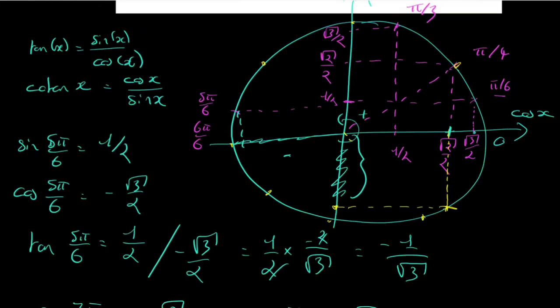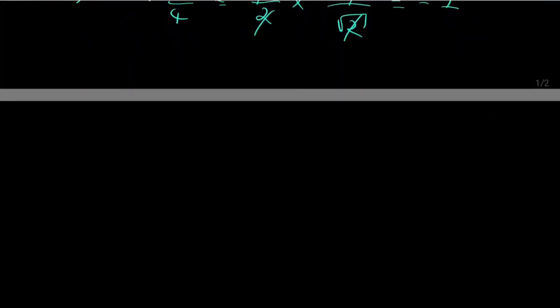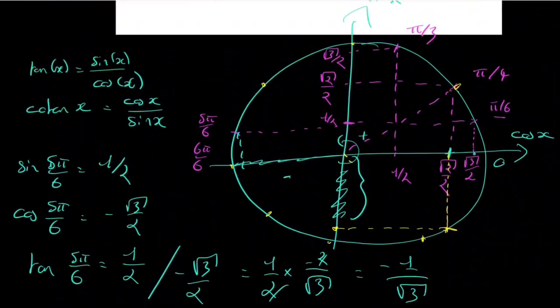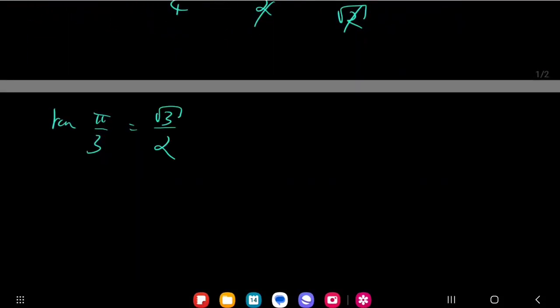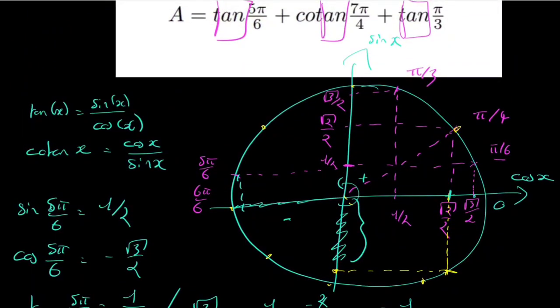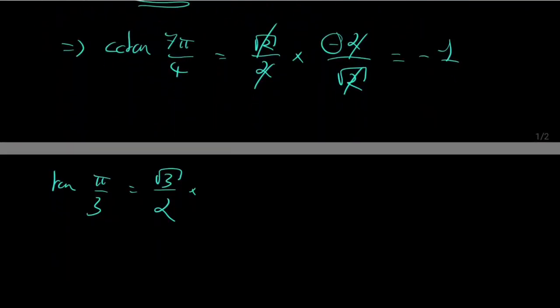And lastly, we are looking for the tangent of pi over 3. And we know this value. This value is equal to the sinus of pi over 3, square root of 3 over 2, divided by the cosinus of pi over 3, 1/2, which is the same thing. Dividing by 1/2 is as multiplying by 2 over 1. And we are left with square root of 3.